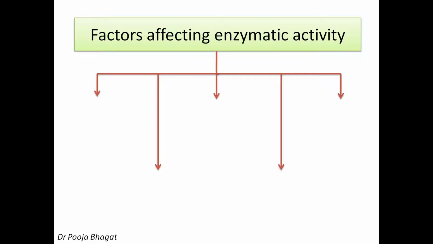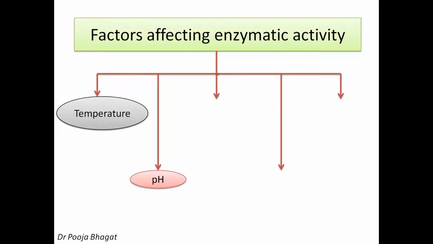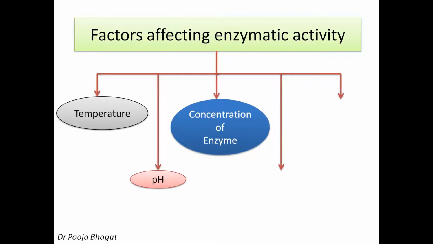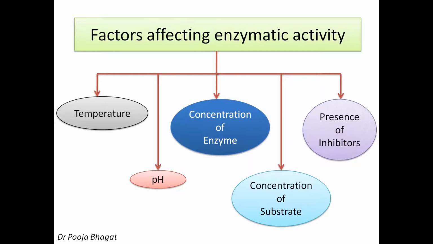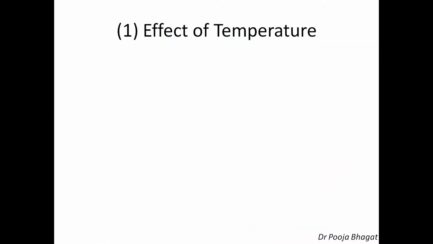So there are 5 factors which can affect the enzymatic activity. Number 1, temperature. Second is pH. Third is concentration of enzyme. Fourth is concentration of substrate. And fifth is presence of inhibitors. So now let's discuss all of them one by one. So first is the effect of temperature.